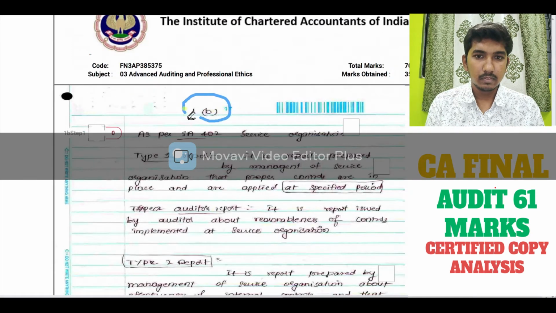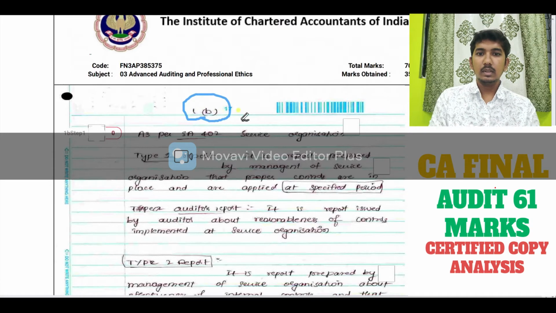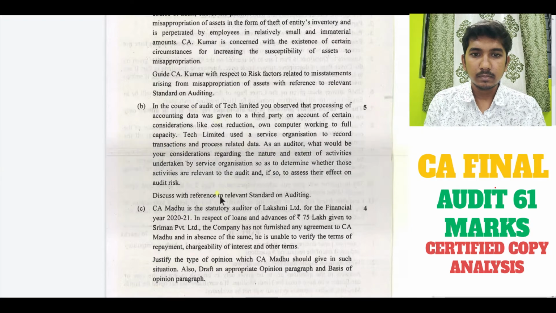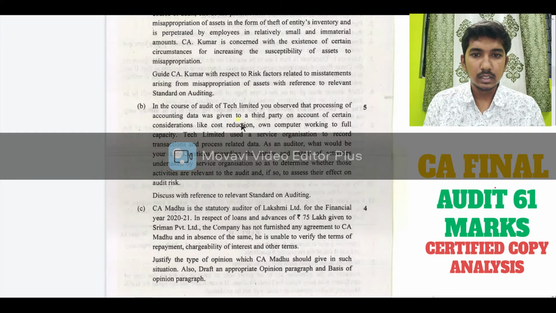Let us check question number 1B. 1B is from SA 402. Let us read the question. In the course of audit of Tech Limited, you observed that processing of accounting data was given to a third party on account of certain considerations like cost reduction. So you can see here the key point is that it was given to a third party.